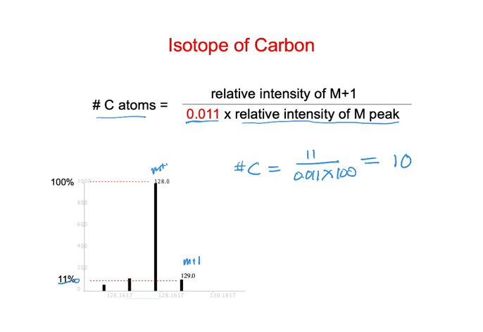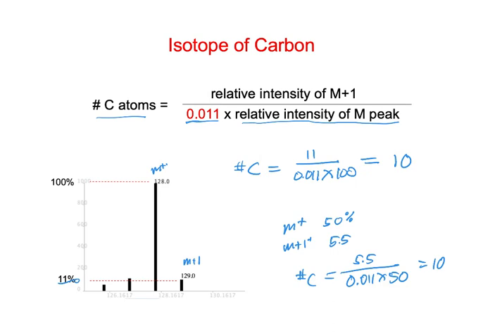If this was scaled down, for example, if the M plus was at 50% and the M plus 1 would then be at 5.5, so it's just scaled down, but their ratio is the same. This would still work the same because the number of carbons would be 5.5 divided by 0.011 times 50. Right, so this still equals 10. The scale doesn't matter.